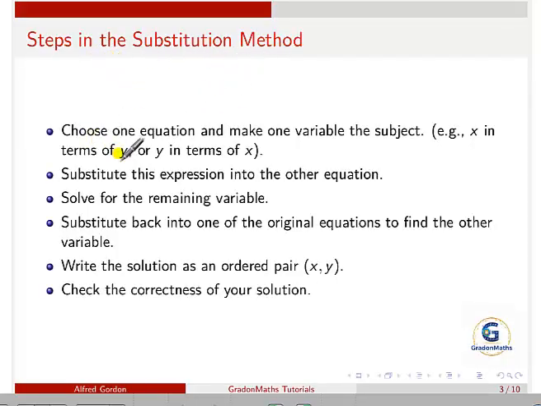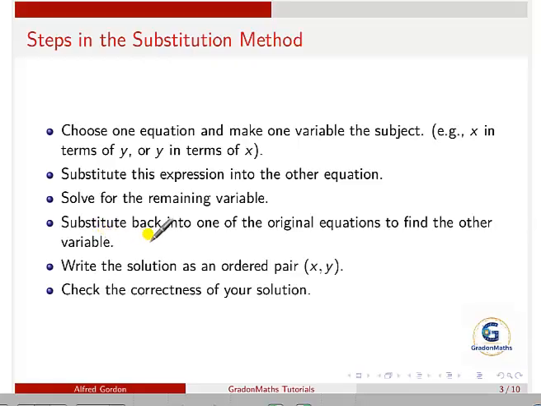The first thing we'll do is to choose one equation and make one variable the subject. That is, in an equation that involves x and y, we can choose to express x in terms of y, or express y in terms of x. That is making one of the variables the subject. The next thing is to substitute this expression into the other equation. Then we shall solve for the remaining variable.